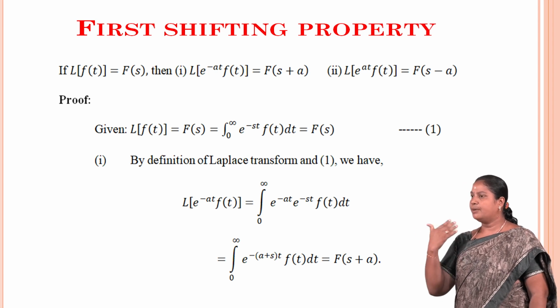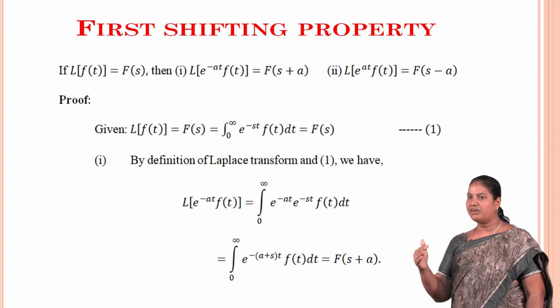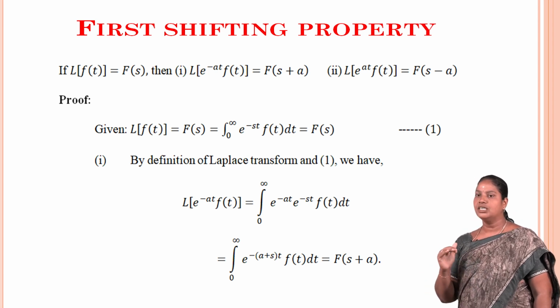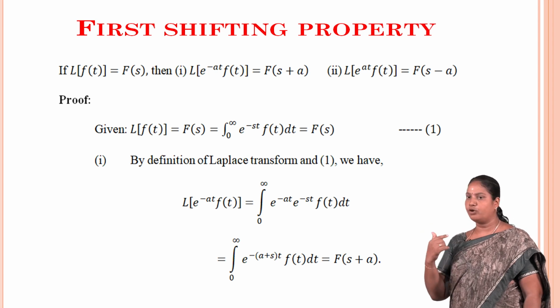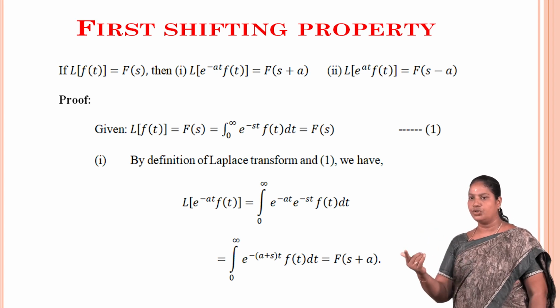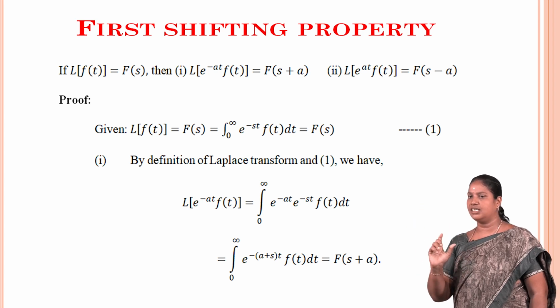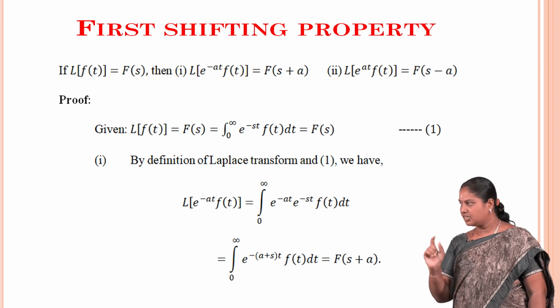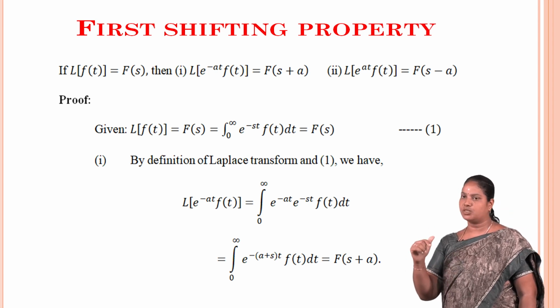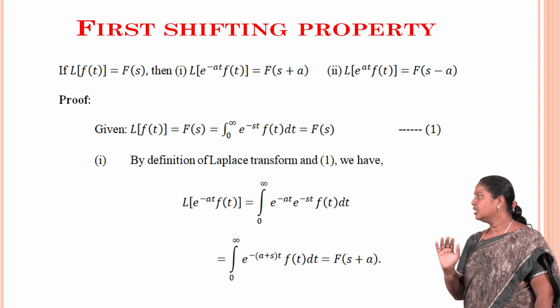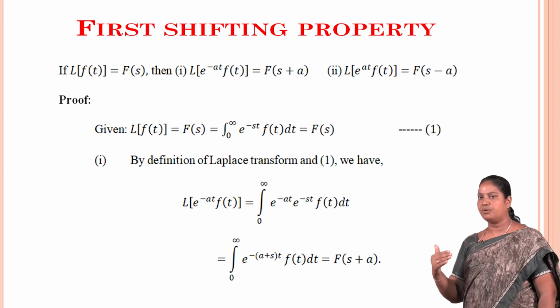So this is integral 0 to infinity. We are taking the exponentials together, and we have one formula: a power m into a power n is equal to a power m plus n. Now we use that property, and the integral becomes integral 0 to infinity e power minus of a plus s times t f of t dt. By comparing this with equation number 1, this is nothing but capital F of s plus a. That is, in the place of s, we have s plus a. So L of e power minus at into f of t is equal to capital F of s plus a.